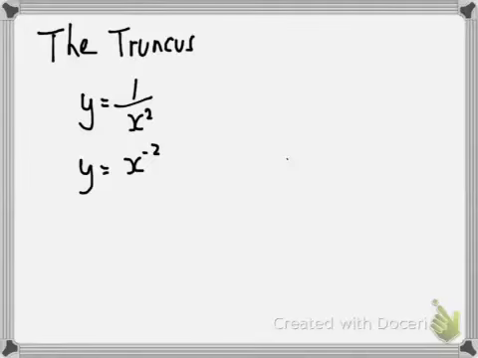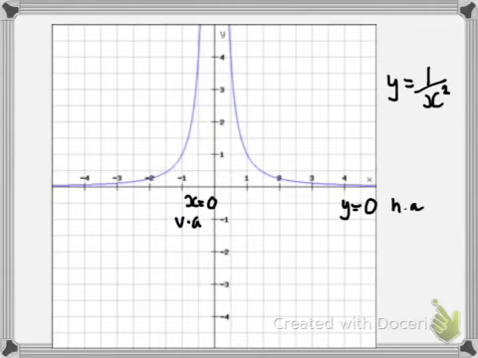Next type of graph we're going to look at is the truncus, and it's the graph of 1 over x squared, or x to the power of -2. The general shape of the graph is this, similar to the hyperbola, but this time we have no negative values for y, because whatever number you've got in the denominator, whether it be positive or negative, we're always going to be squaring it.